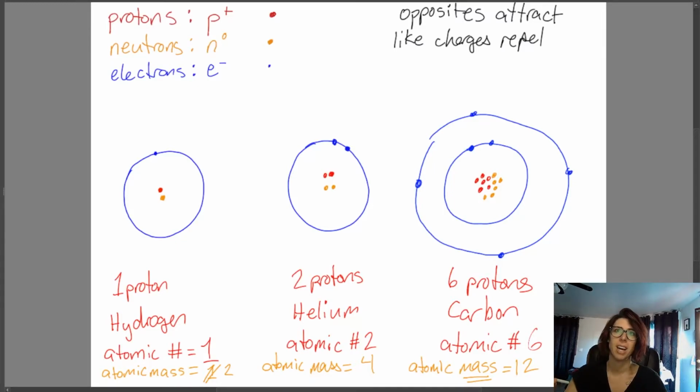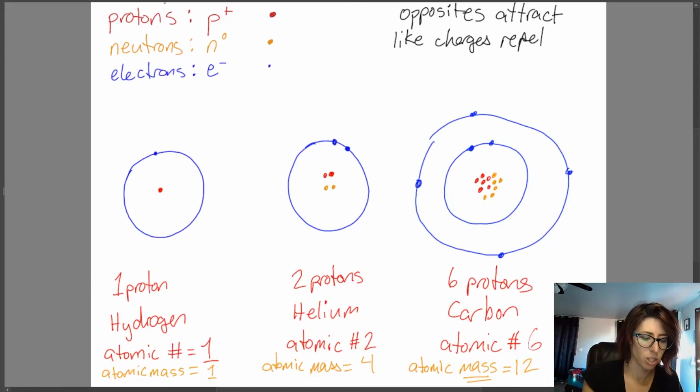We can have heavy versions of these elements, not by adding electrons, because those have essentially no mass, and not by adding protons, because while that would make the atom heavier, we would have just created a different element. So if I add a proton to hydrogen, I don't get heavy hydrogen, I get helium, right? Because the protons determine the identity of the element. So that's a whole different element now.